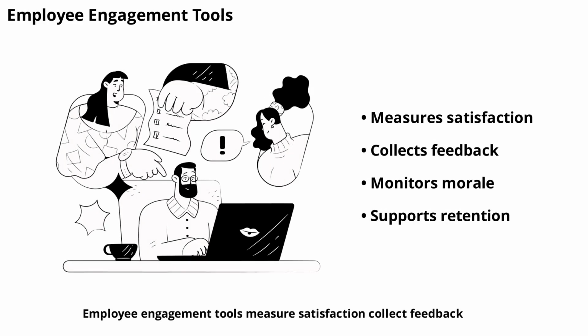Employee engagement tools measure satisfaction, collect feedback, and monitor morale. High engagement correlates with productivity and retention, both of which are vital for resource planning. By understanding employee sentiment, HR can address issues early and foster a positive work environment.